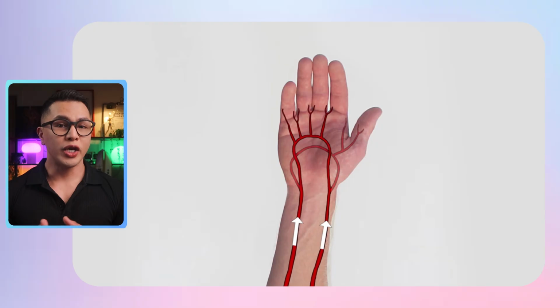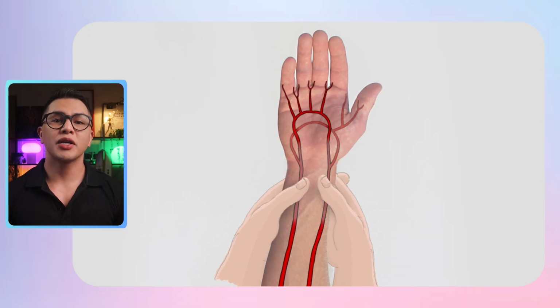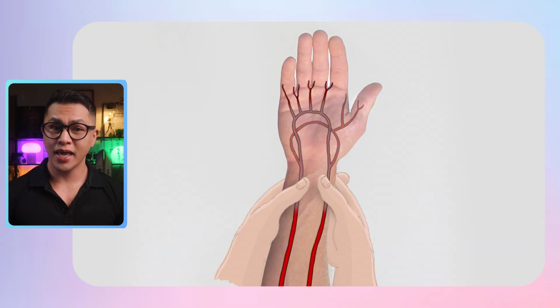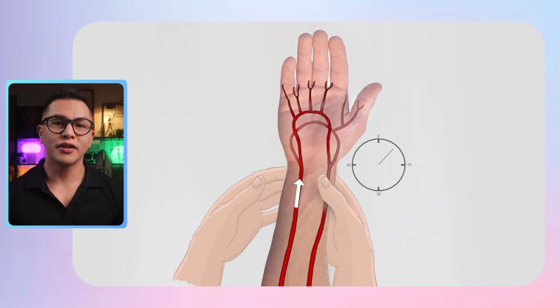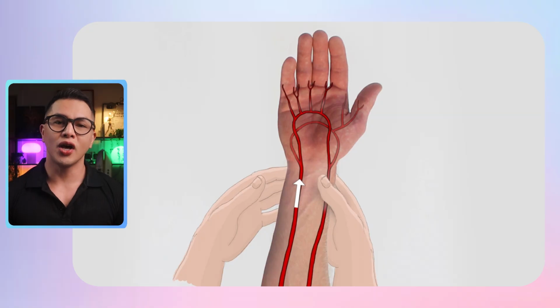Watch this. We compress both the radial and ulnar arteries. Have the patient make a fist to drain the blood. Then, release the ulnar artery. See how the hand pinks up? That's collateral circulation, and it's literally the difference between a successful procedure and a potential limb loss.